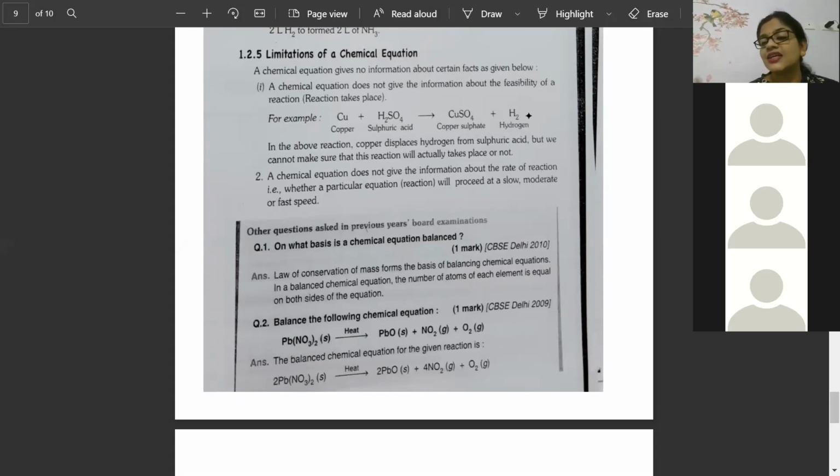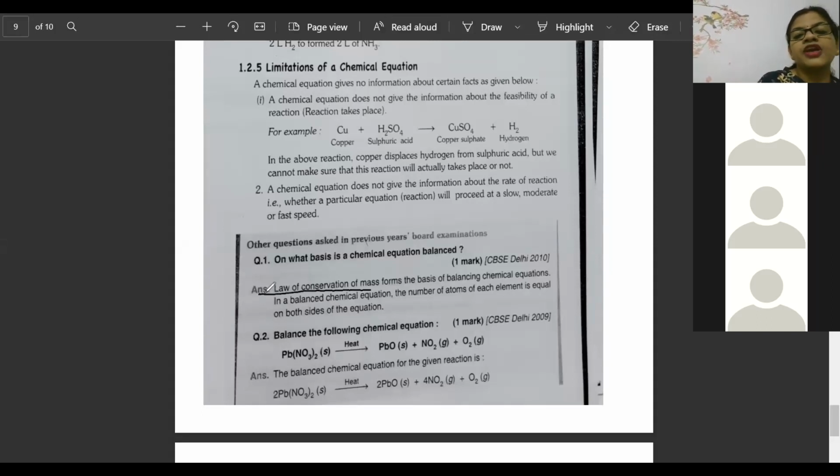On what basis is a chemical equation balanced? Yesterday itself, in oral questions, I asked all these questions. Correct, Akshaya, correct, Ajay. It is balanced on the basis of the law of conservation of mass. So, beta, parallelly we will be solving CBSE questions also. We have covered a 1 mark question that came in CBSE 2010.